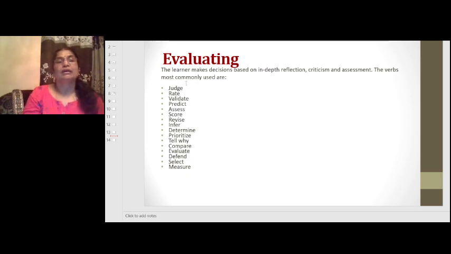So the next level is evaluate. Okay, the learner makes decisions based on in-depth reflection, criticism and assessment. The verbs are judge, rate, validate, predict, assess, score, revise, infer, determine, tell me why, compare, evaluate, defend. All these verbs are used for evaluation.